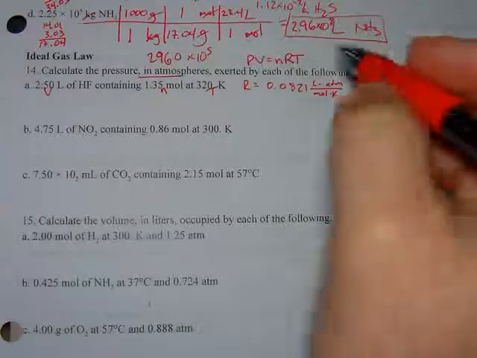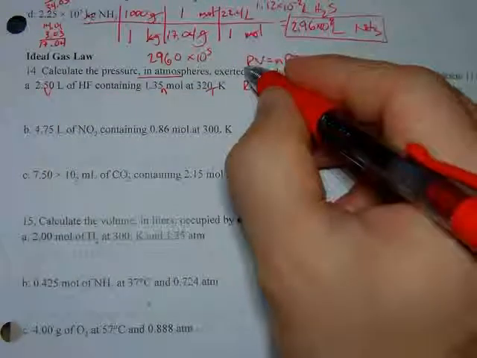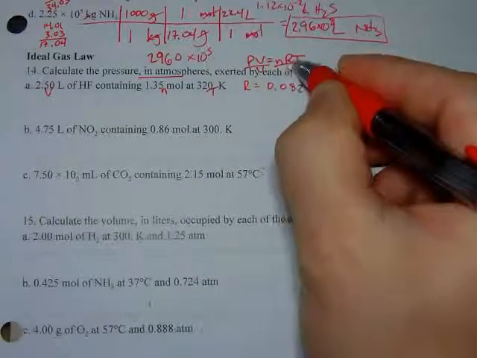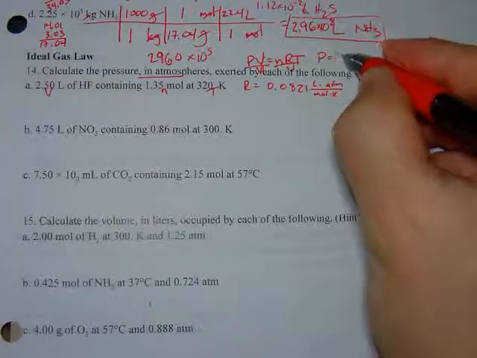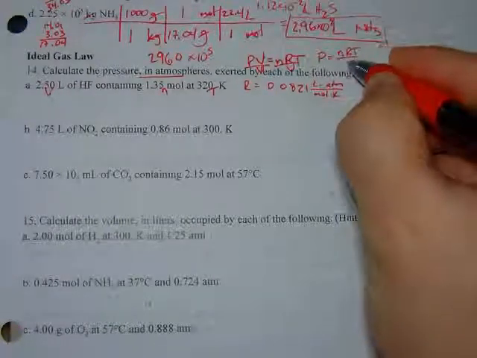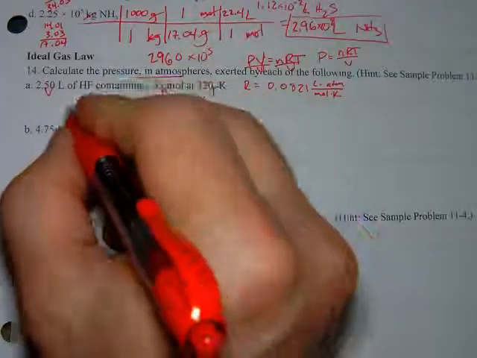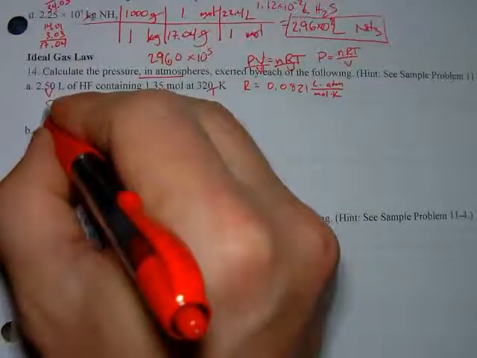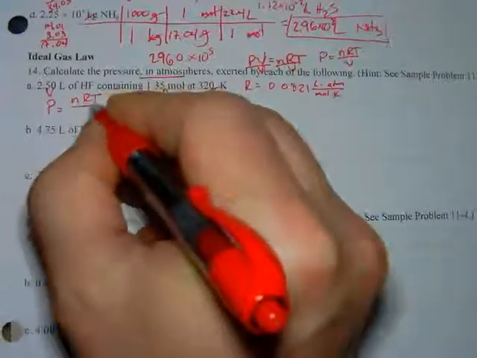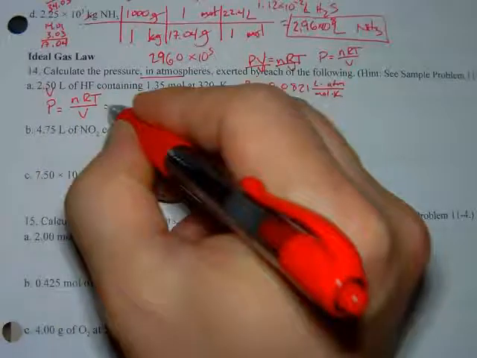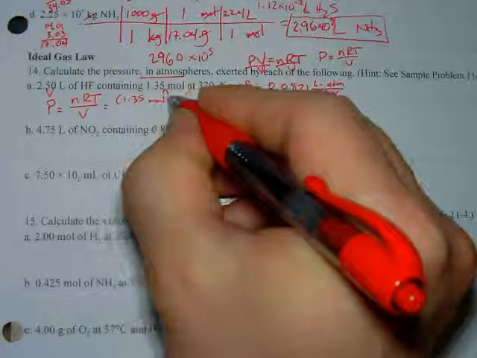All right, so I'm solving for pressure. Let's rearrange this for pressure. I need to get that volume out of there. So I'll divide both sides by volume. So I have pressure is equal to nRT divided by volume. So let's try that out. Pressure is equal to nRT over volume. That's 3.15 moles.